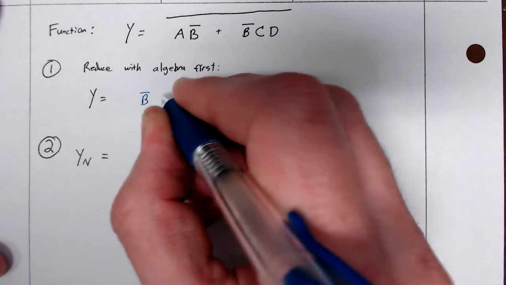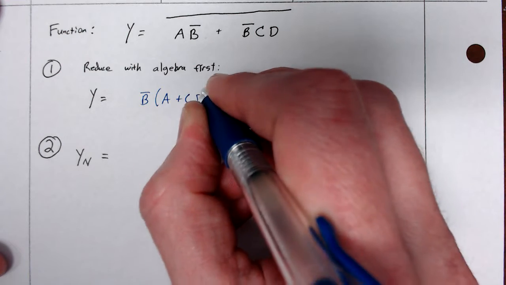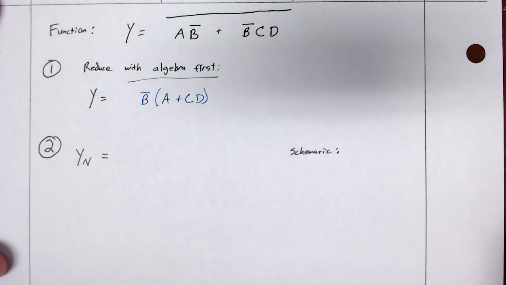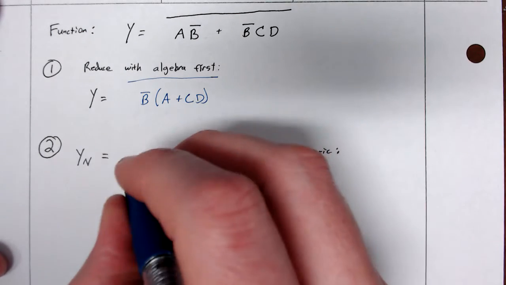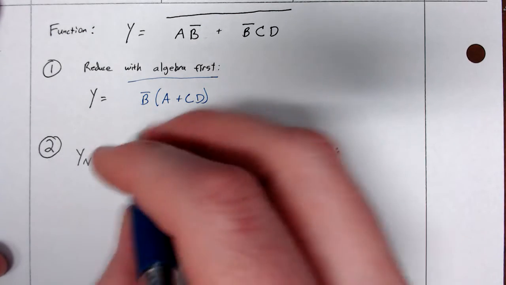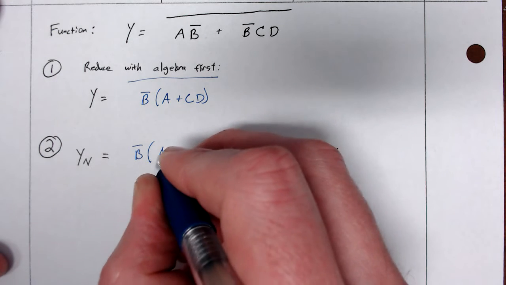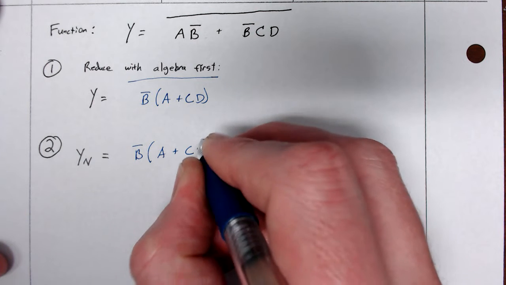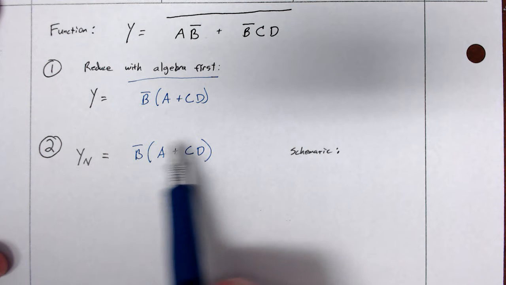So let's say B bar, A or C, D, and there's the bar over everything. It's in the correct order, so we're good to go. Y network, or Y pull down, is B bar, A or C, D. And I believe we're all done with this.